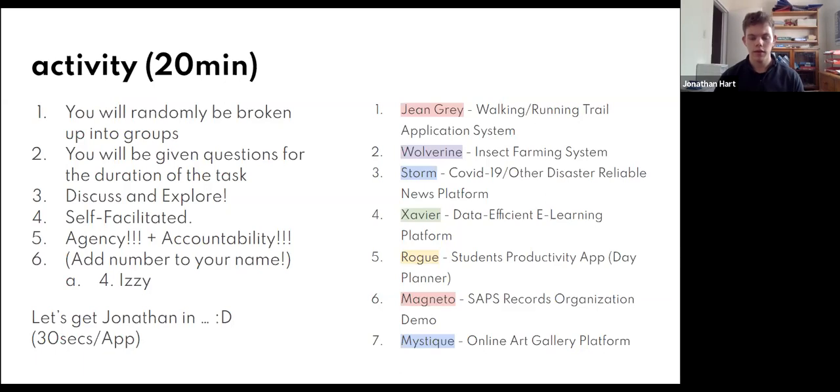So it doesn't necessarily have to be SAPS, but there are many different kinds of systems and services in the country that are still paper-based, that are still inefficient. So something that could maybe make that a bit easier.